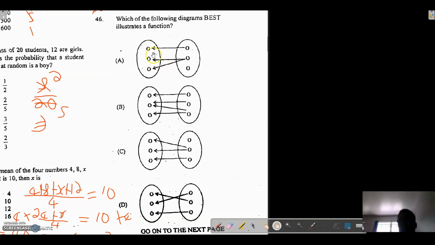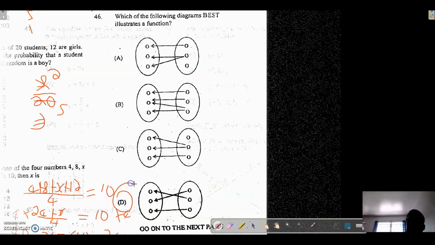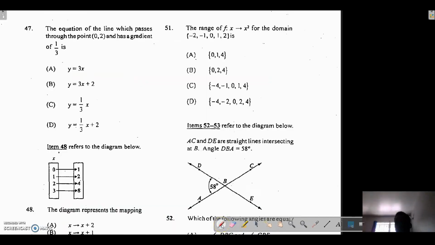Right, this is out. As you can see the map in here, this is one to many. You also have the next one to many, so that's out as well. You can call this many to many. This one is also out, so automatically that makes D, which is a one-to-one relation, the function. Okay? So it's option D. We'll move on to item 47. That says the equation of a line which passes through the point 0, 2 and has gradient 1/3 is.